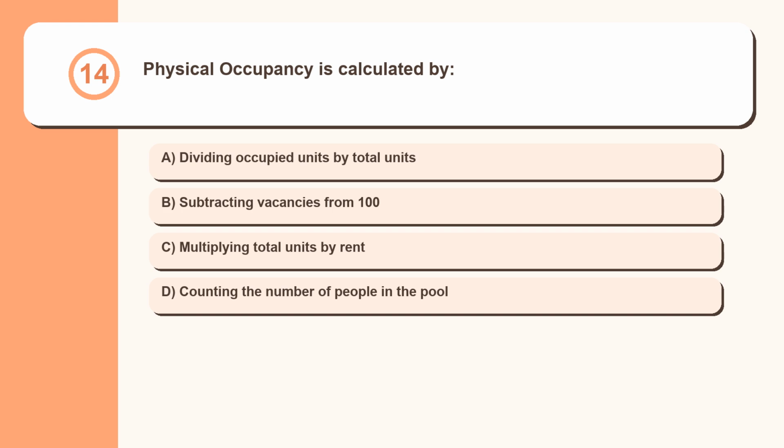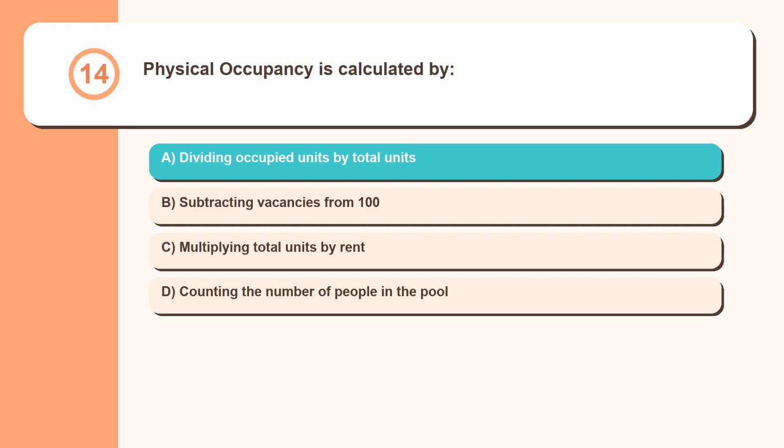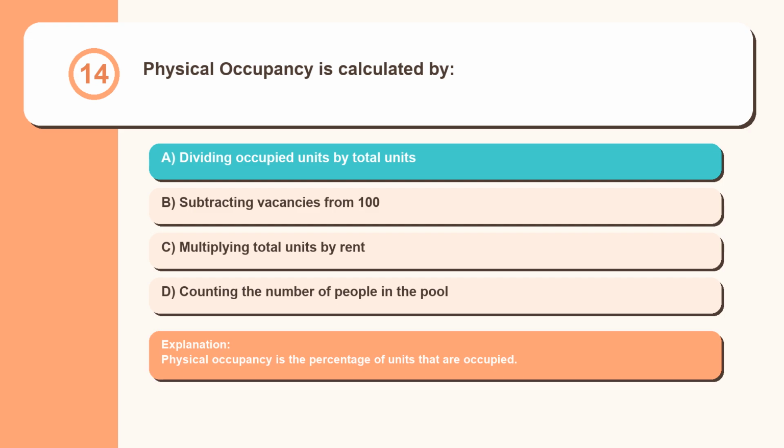Question 14. Physical occupancy is calculated by dividing occupied units by total units, subtracting vacancies from 100, multiplying total units by rent, counting the number of people in the pool. Physical occupancy is the percentage of units that are occupied.